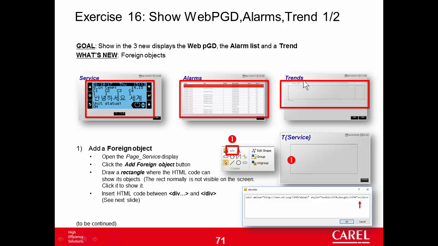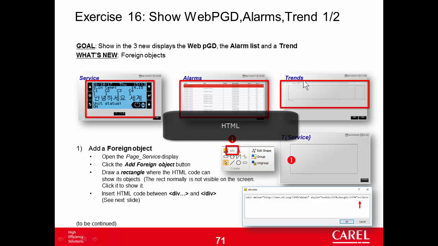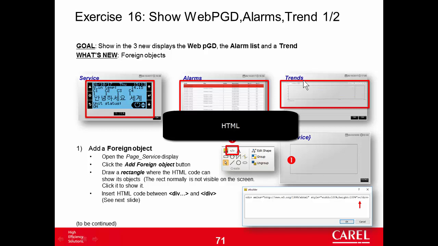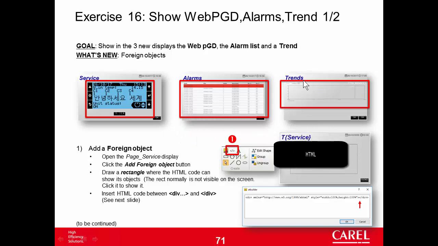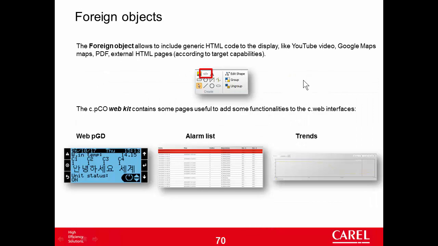The key point is that these three objects are not object displays like the gauges or thermometers with scale, but they are provided as HTML code. So the point is how to include generic HTML code in a C.WEB page. We have to use a new object called foreign object. This object allows us to include generic HTML code into a C.WEB page.